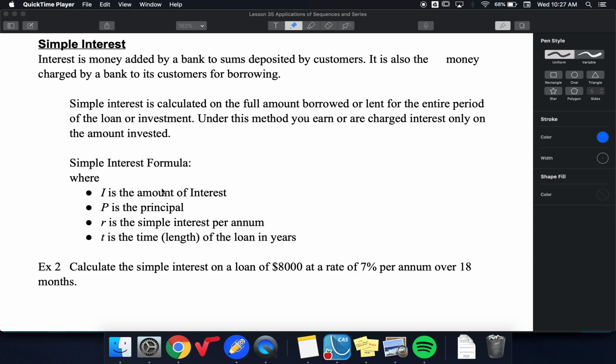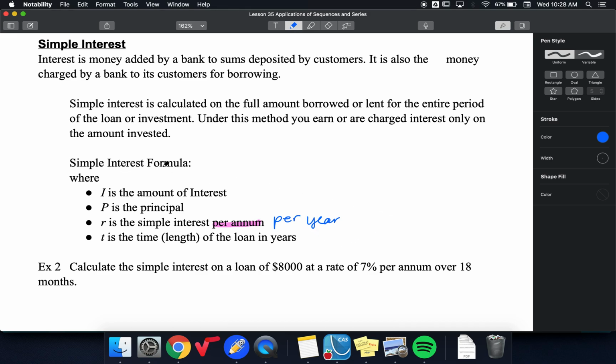So interest is denoted with I. P is the principal, so that's the initial amount of the loan or the initial amount that you borrowed. R is my interest rate, so R is typically written as a percent. Per annum means every year or per year. So that is per year. And T is my length of time measured out in years for simple interest.